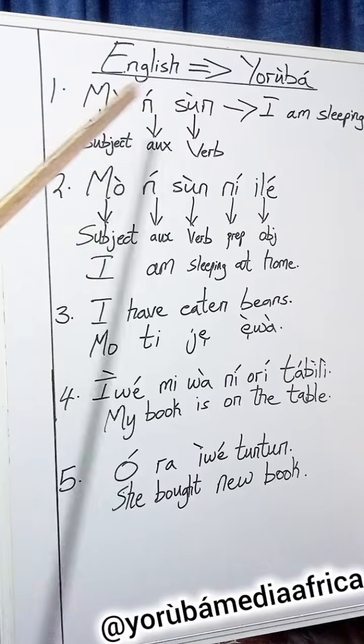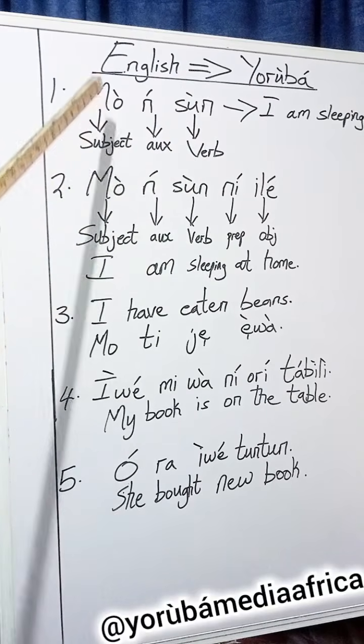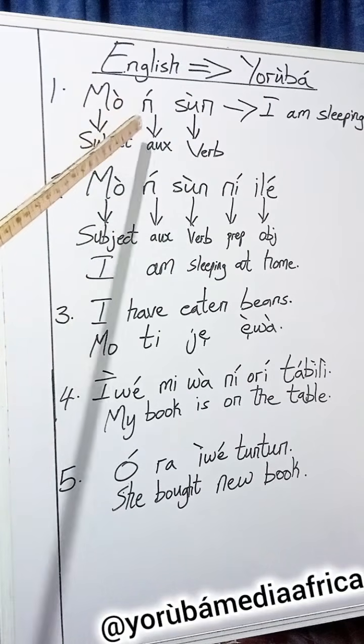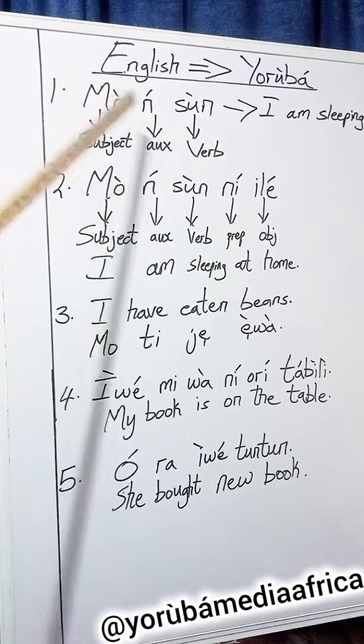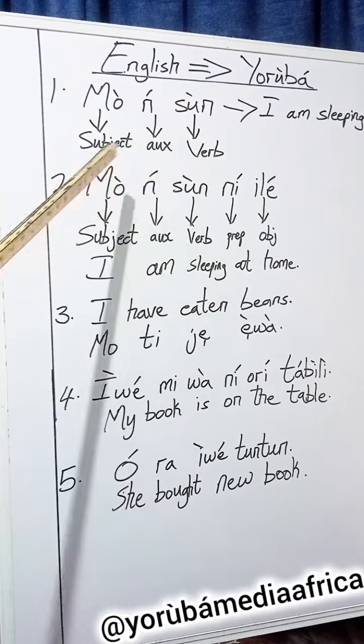This can be replaced. This can be replaced. You can also say Shola ń sùn. This can also be replaced. Shola ń jẹun. Very simple.